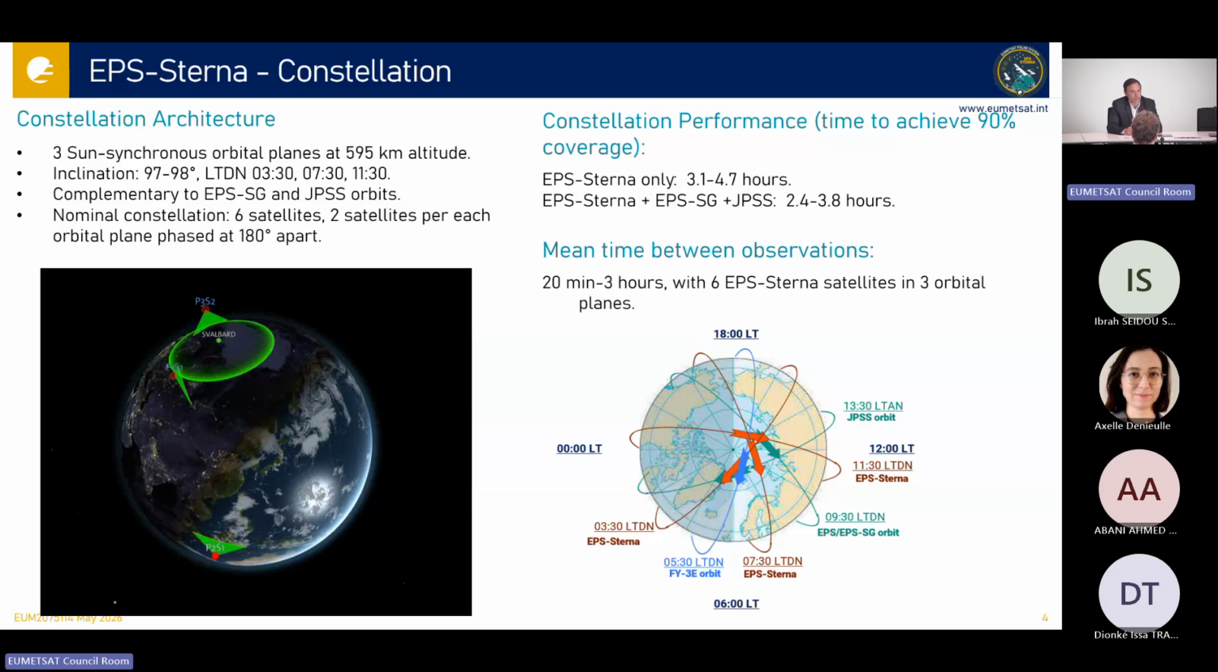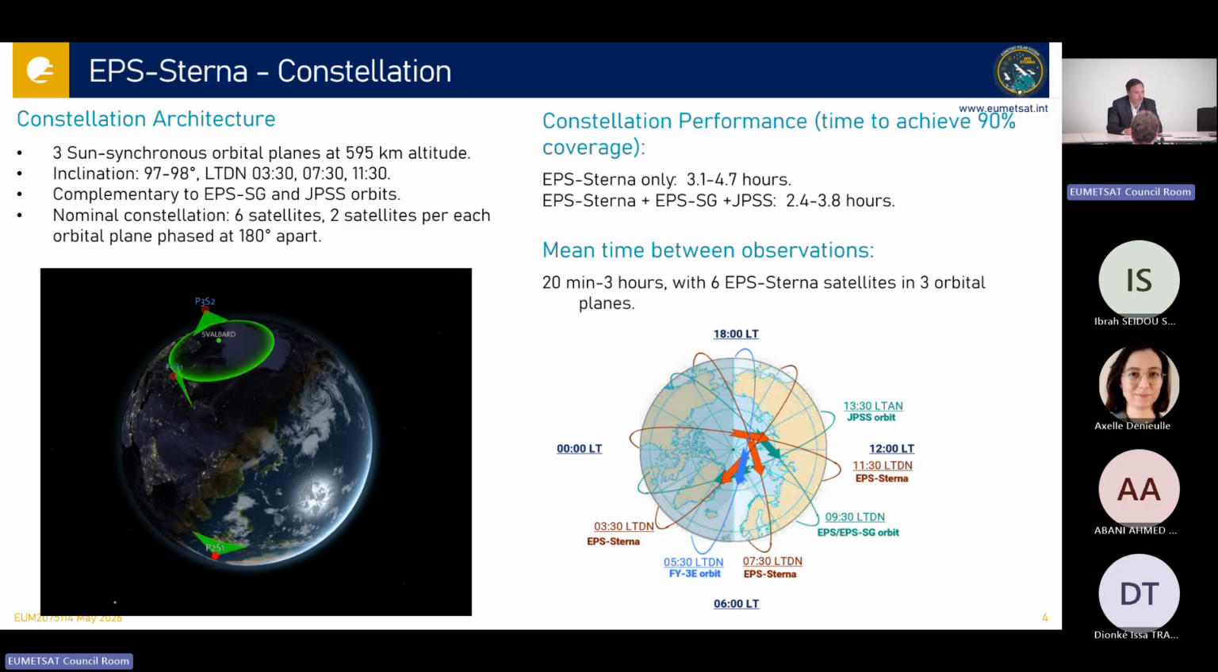In terms of performance of the constellation, the most important figure of merit is the time to achieve 90% coverage, or at least this was one of the drivers for the constellation. Considering only Sterna, we should achieve the 90% of the global coverage in about 3 hours. That degrades up to 4.7 in case of satellite failure. We can actually allow some failures also in the constellation as the redundancy is in orbit.